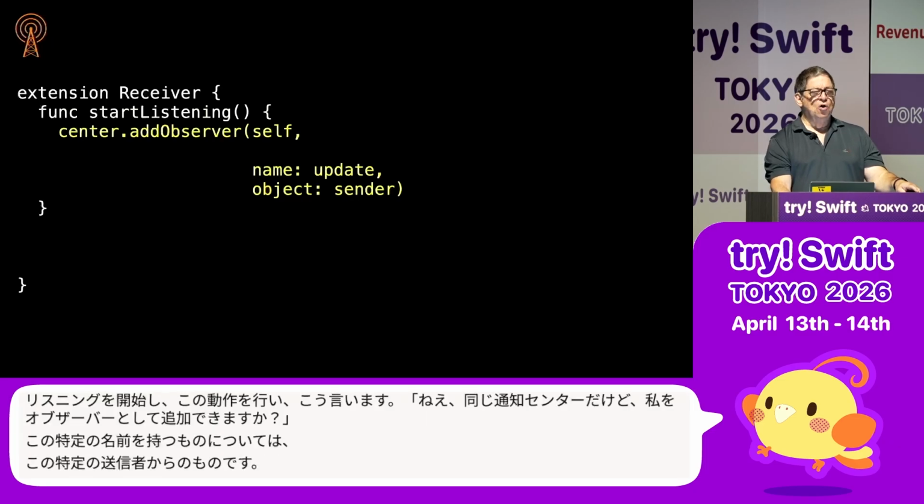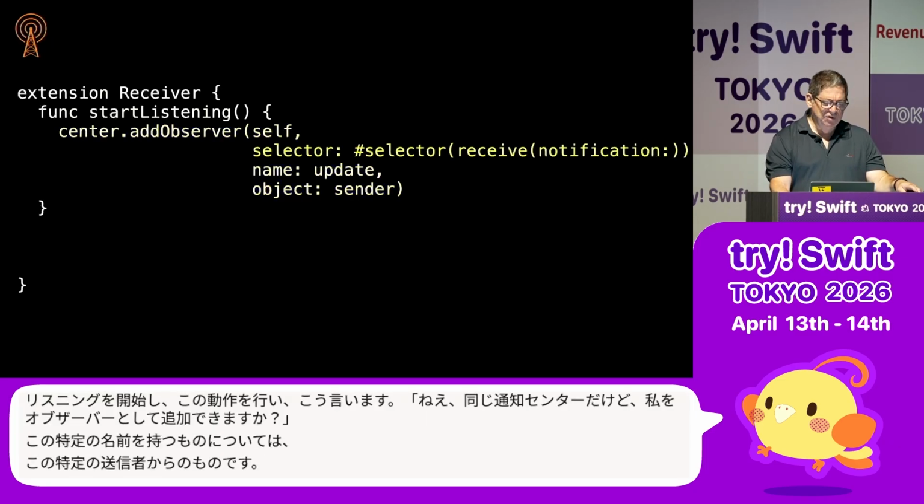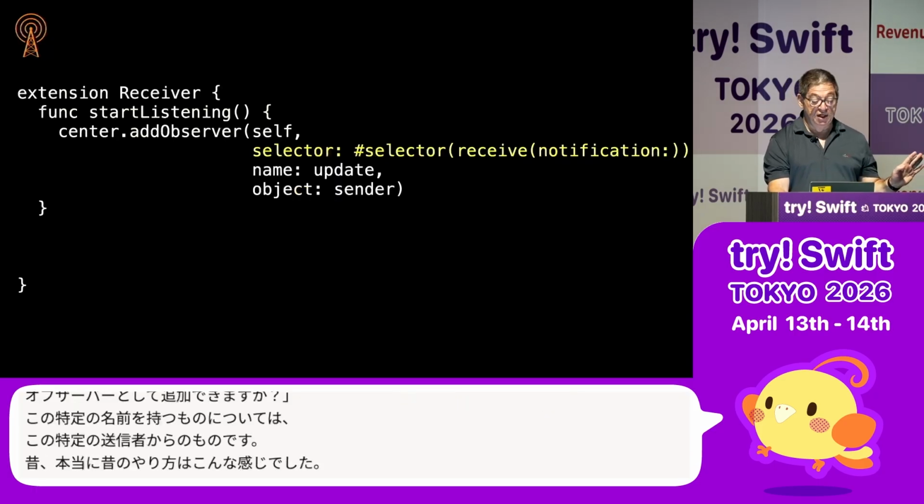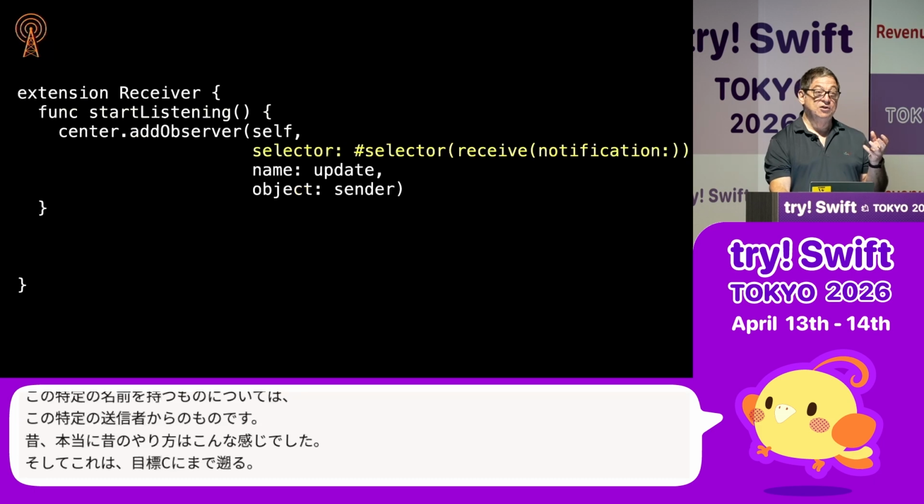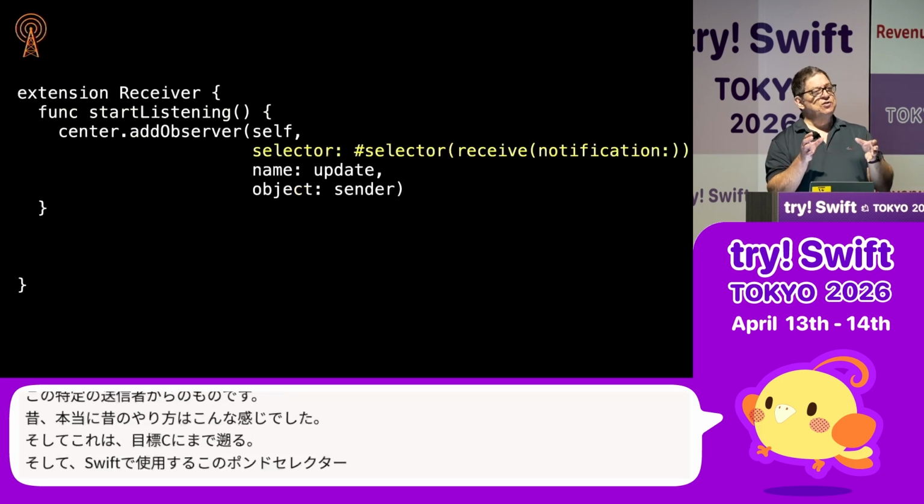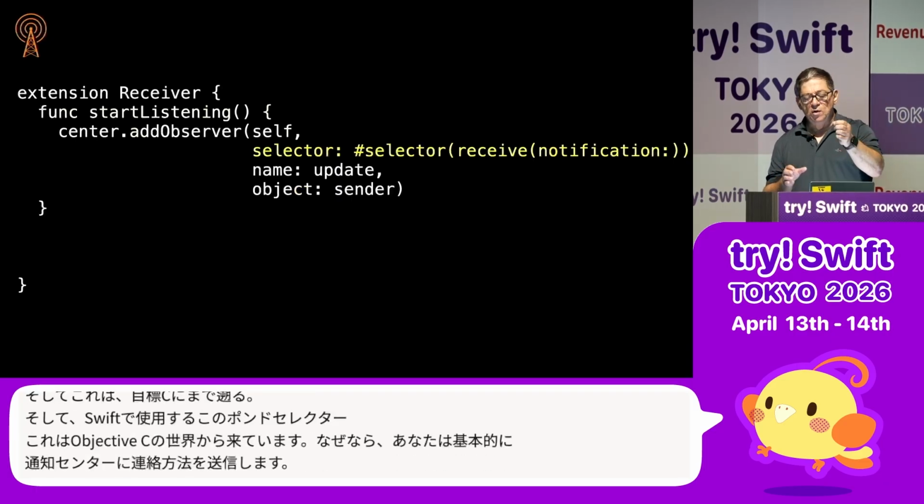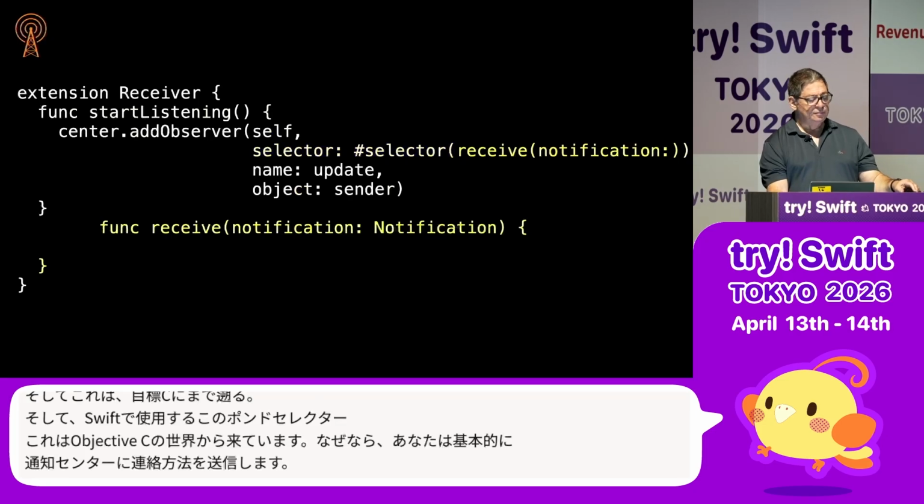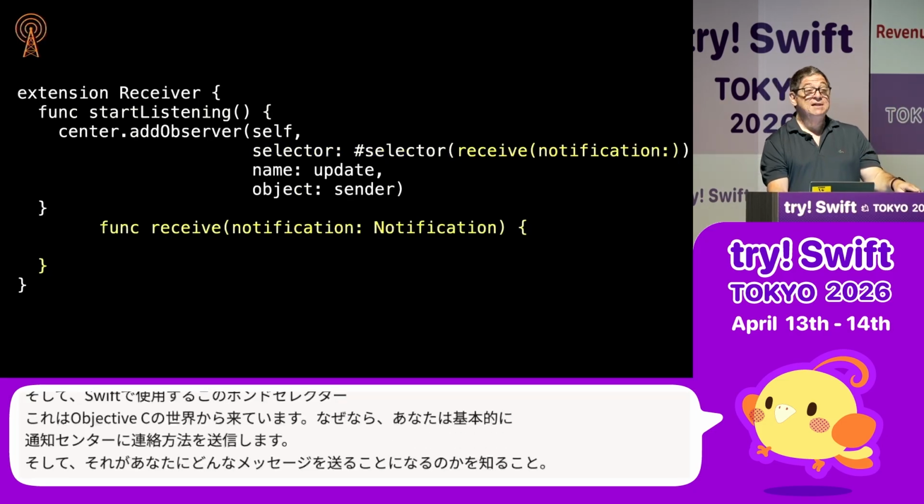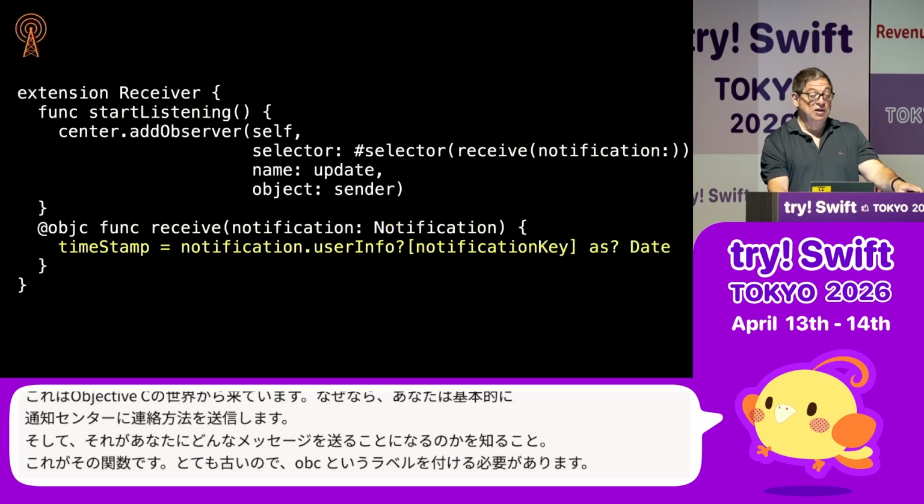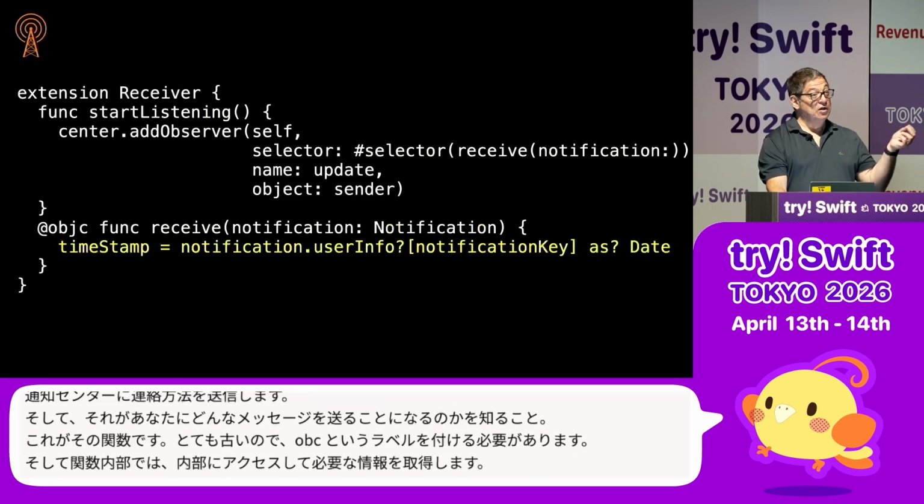And the way we did it in the old days, the really old days, was something like this. We used a selector. And this goes all the way back to Objective-C. And so this pound selector that we use in Swift comes from this world of Objective-C, because you're basically sending the notification center a way to contact you and knowing what the message is it's going to send you. So here's the function, and because it's so old, we have to label it @objc. And inside the function, we reach inside and we get the information we need, and we set the timestamp.